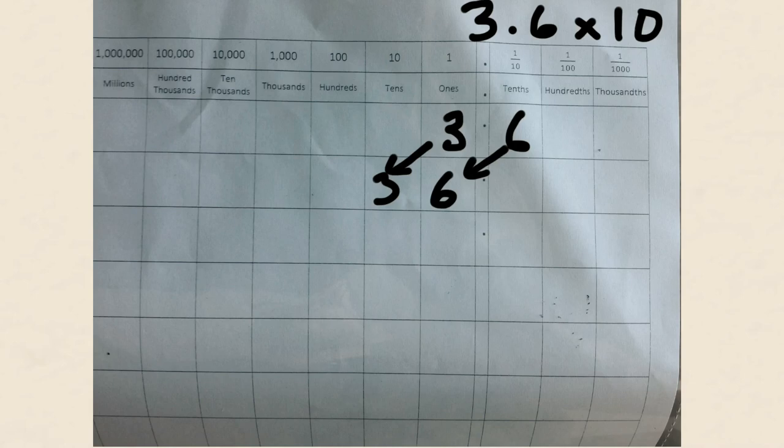Now what's nice about the place value chart is we can see right here how the digits are shifting. The ones are all becoming tens and the tenths are all becoming ones.